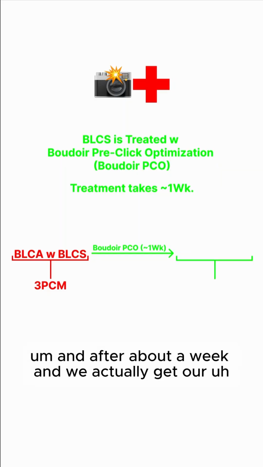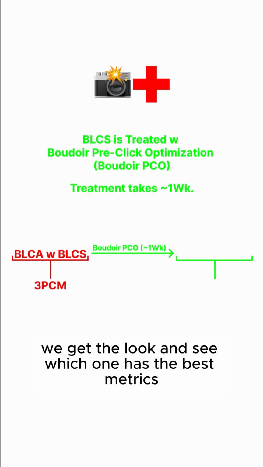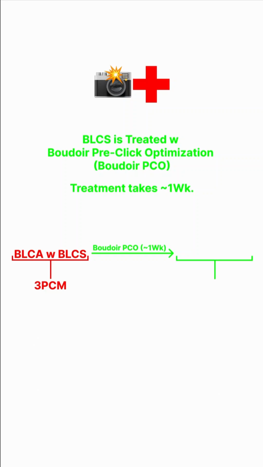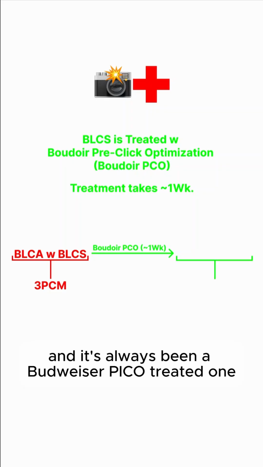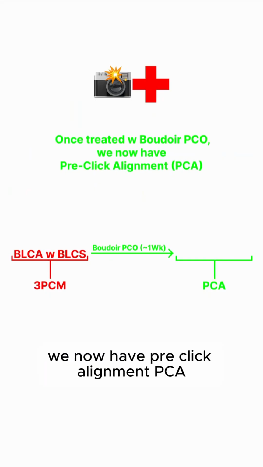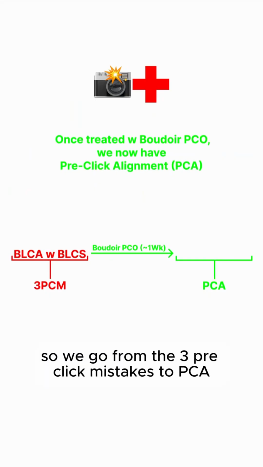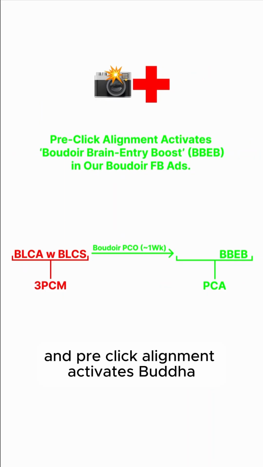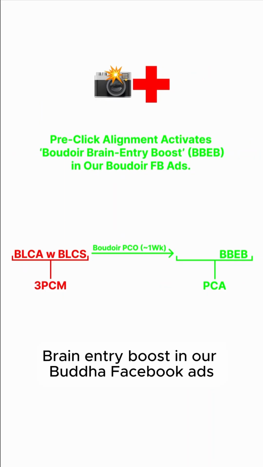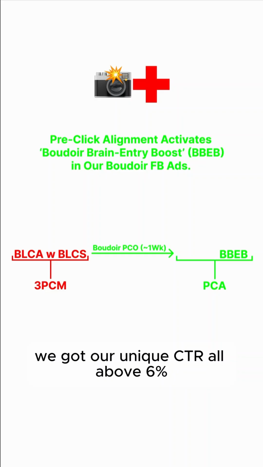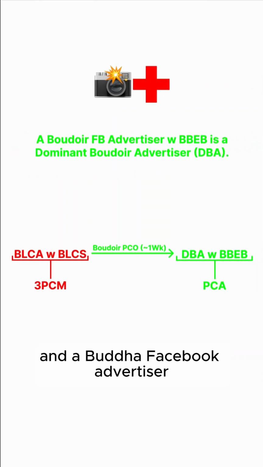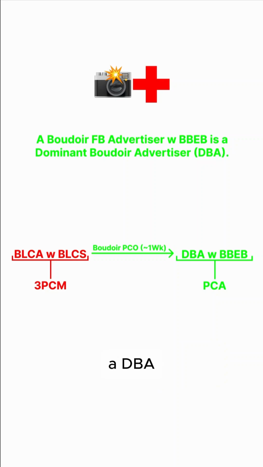And after about a week, we get to look and see which one has the best metrics, and we keep whichever one has the best metrics running. And it's always been the boudoir Pico treated one. Now, once treated with boudoir Pico, we now have pre-click alignment, PCA. So we go from the 3 pre-click mistakes to PCA, pre-click alignment. And pre-click alignment activates boudoir brain entry boost in our boudoir Facebook ads. So boudoir brain entry boost, that basically means we got our unique CTR all above 6%. And a boudoir Facebook advertiser with boudoir brain entry boost is a dominant boudoir advertiser, a DBA.